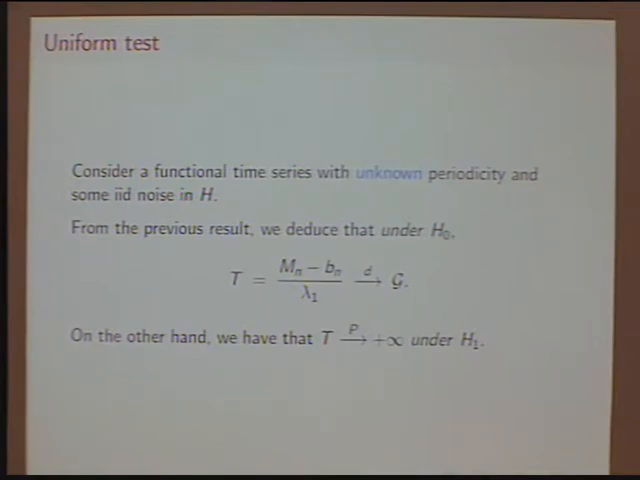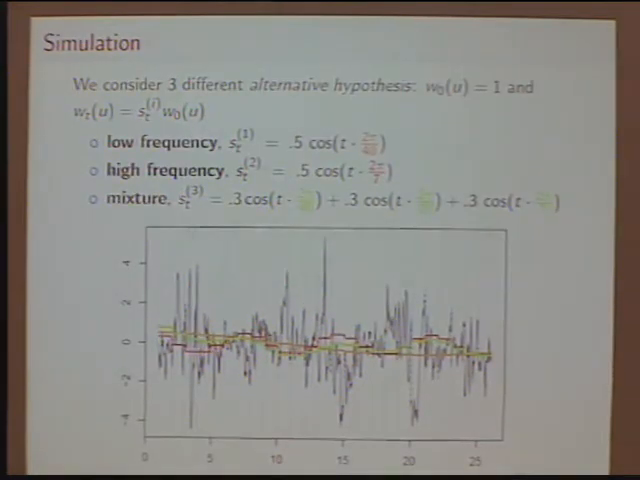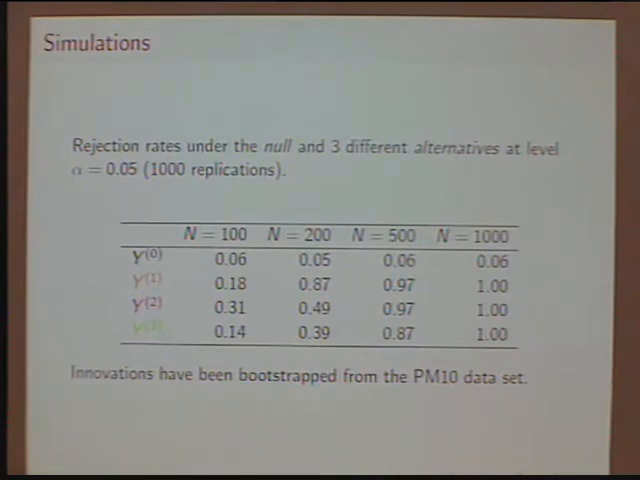From the previous results, we can conclude that our test statistic, the fully functional maximum periodogram, appropriately standardized, converges to a Gumbel distribution. On the other hand, if there is periodicity underlying, then this T here will converge with probability 1 to infinity. So we have an asymptotically consistent test. I also have a data illustration, but I'm going to skip that, just showing that this is basically working.